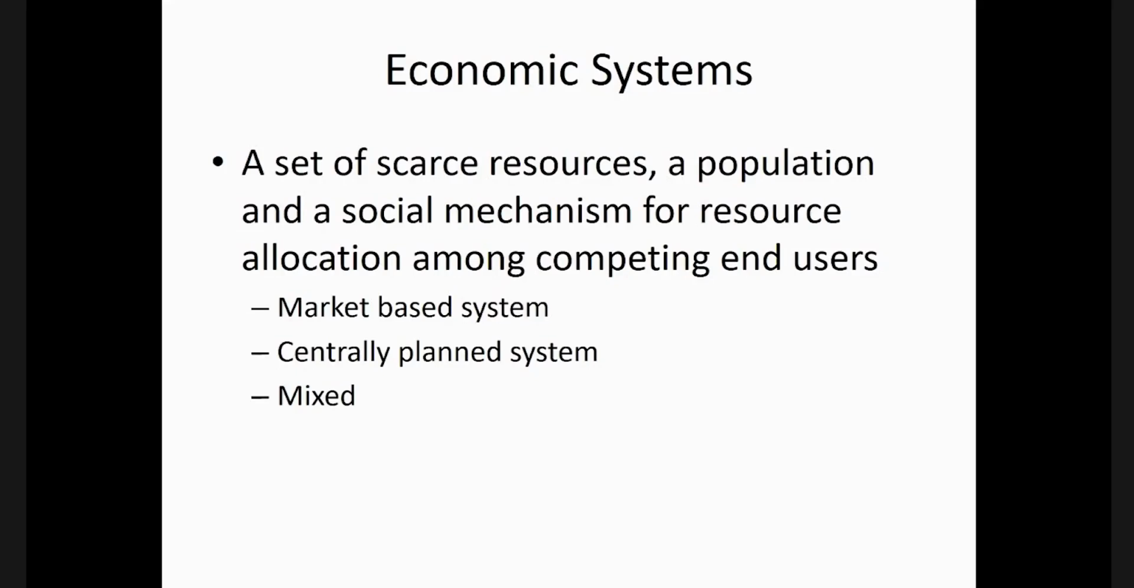In the economic system, we say that there will be a set of scarce resources. We have different types of resources in the economic system, like land, labor, capital, and entrepreneurship. And we will have a population. So we have resources and we have a population. And we will have some kind of a social mechanism for allocating resources.